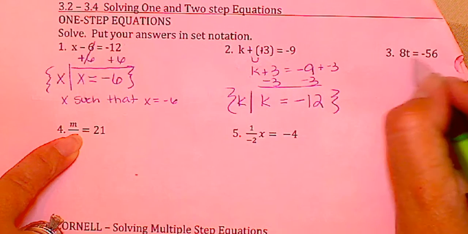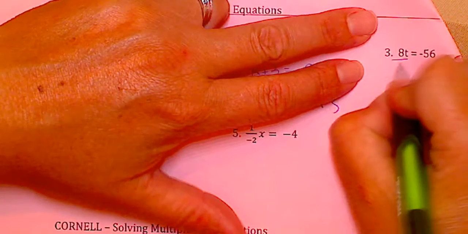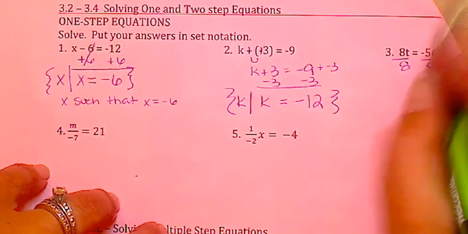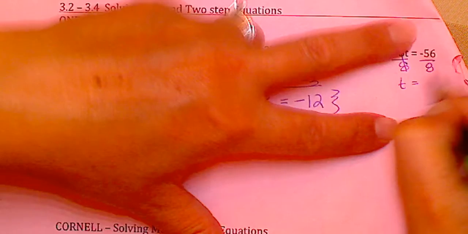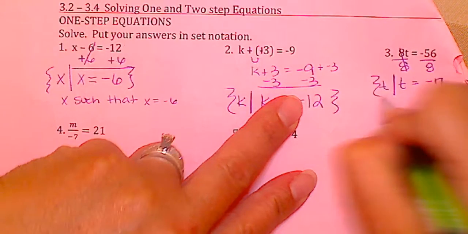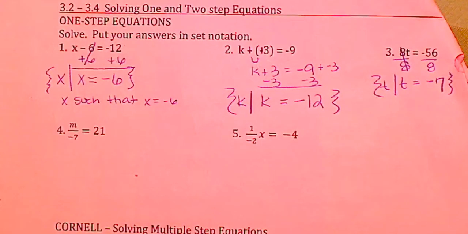All right, here we're getting 8 times t. The opposite of multiplying by 8 is divide by 8. We're not going to use the division sign. We're going to use a division bar in this case. So we get t equals negative 7. T such that t equals negative 7.